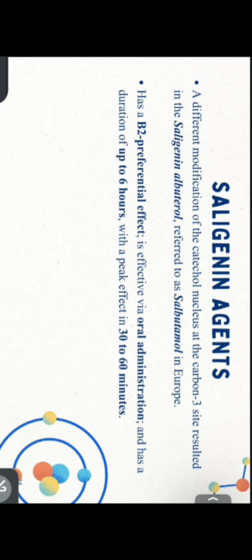So, our salbutamol has a beta-2 preferential effect. Since it has a beta-2 preferential effect, we expect bronchodilation and relaxation of the airways to be its effect. Next slide po.